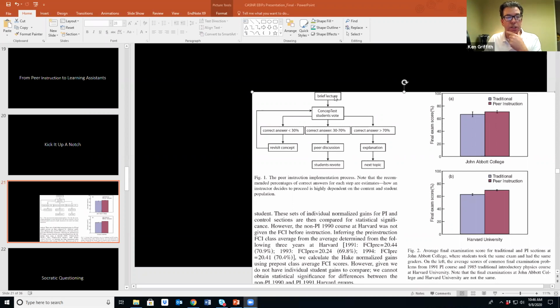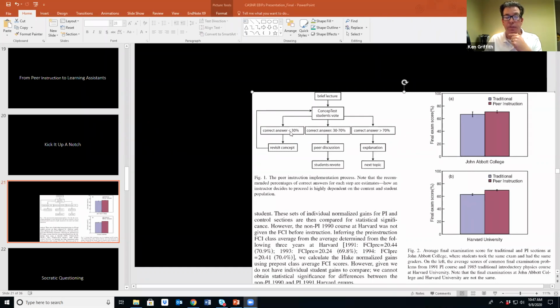So he suggests a brief lecture and then a concept test where students vote. That's basically a question, or a clicker question if you want to do it. And if 30 to 70% of the students get it correct, then you have them go to peer discussion, and then you have the students revote.